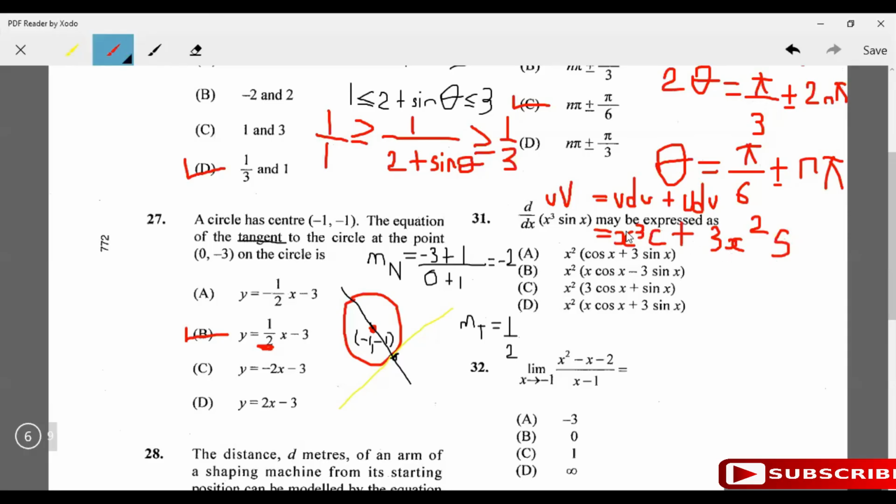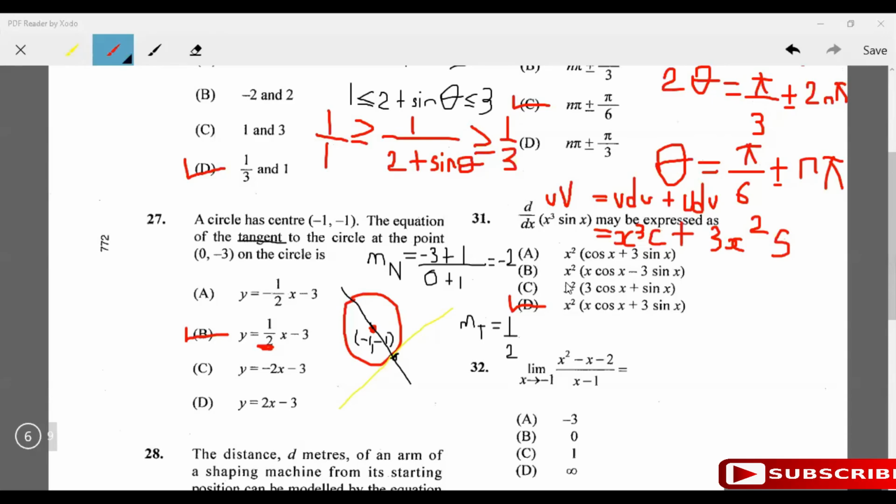So they have x squared in common, so we're going to factor out x squared. Factor out x squared and we're left with x cosine x plus 3 sine x, and that's option D. All right, so that's it.